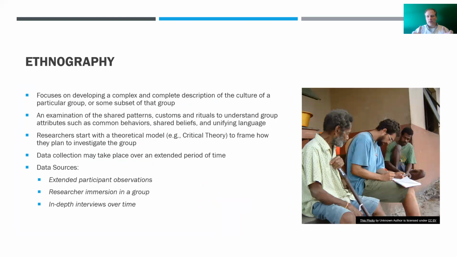So we're looking now at ethnography. Well, what is ethnography? Ethnography is looking at the complexities of a group.